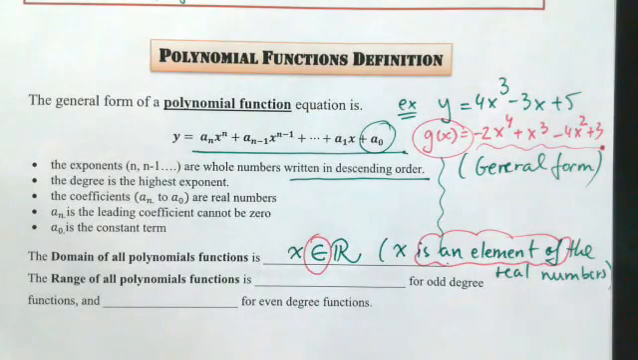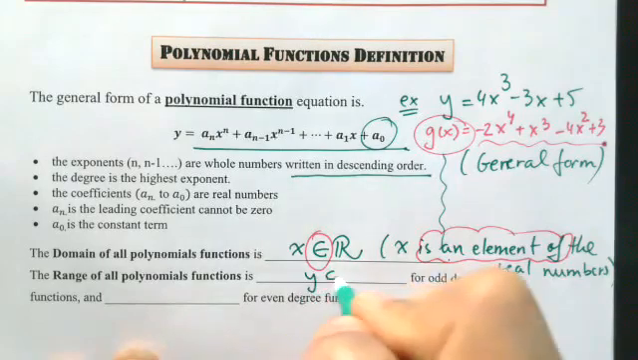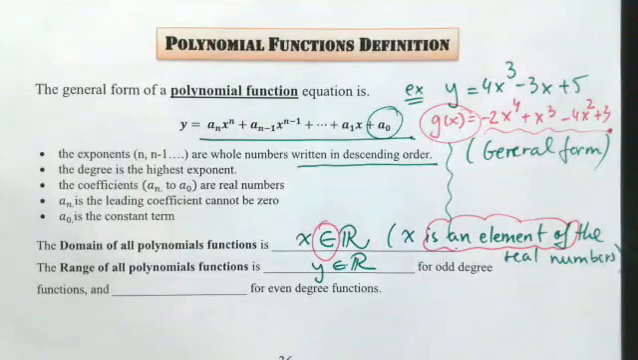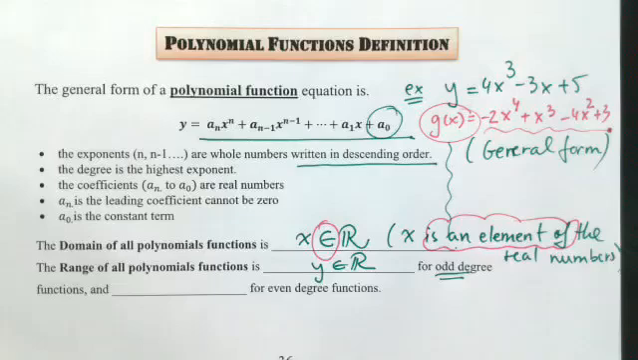Now, the range of polynomial functions is a little bit different depending on whether you're talking about a degree 1 or a degree 3, for example, or better said, degree 2 or 4. So if it's even or odd. The range of a polynomial function is always the real numbers for odd degrees. So y, which is the range variable, is an element of the real numbers. That's for odd degrees like linear, cubic, quintic, okay?